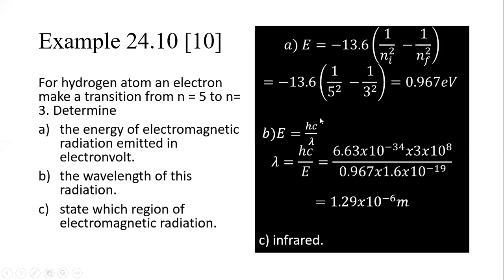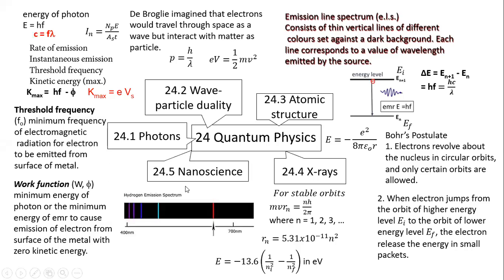Either you know roughly the magnitude: if it's visible, it's about 2; if it's ultraviolet, it's about 10. Or you look at this one, n equals 3, Paschen series, or infrared region. Okay, we have completed that. Let's try to do the next one.